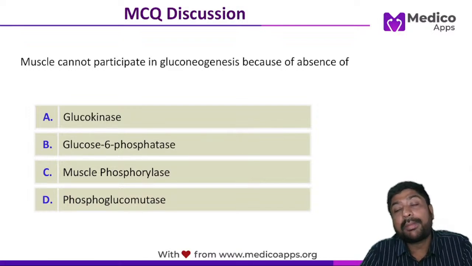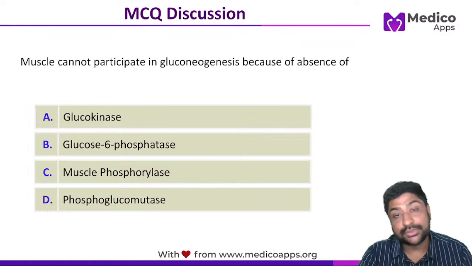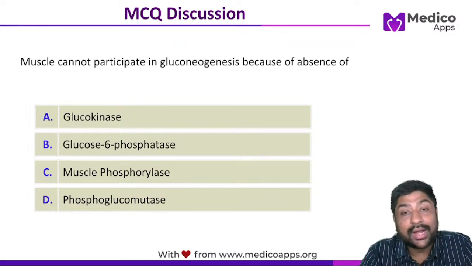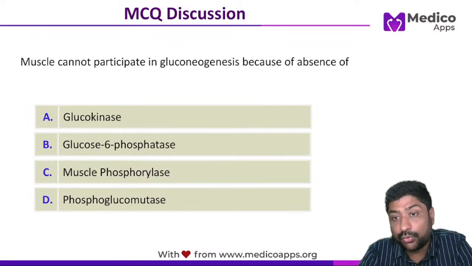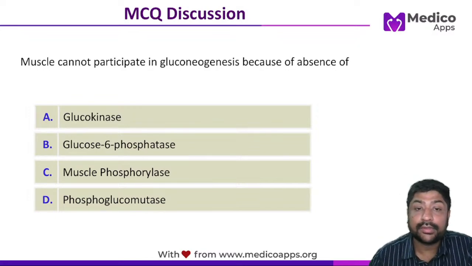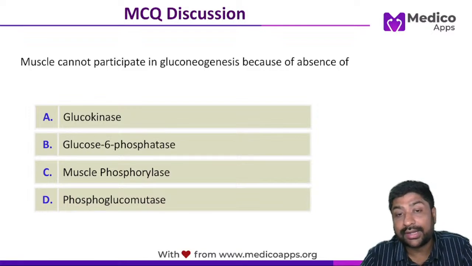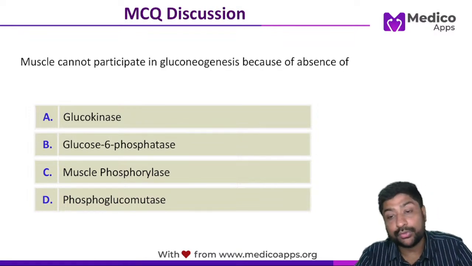Muscles cannot participate in gluconeogenesis because of the absence of which enzyme: glucokinase, glucose 6 phosphatase, muscle phosphorylase, or phosphoglucomutase? If you know the correct answer, write it in the comment below. Why is muscle not able to participate in gluconeogenesis?